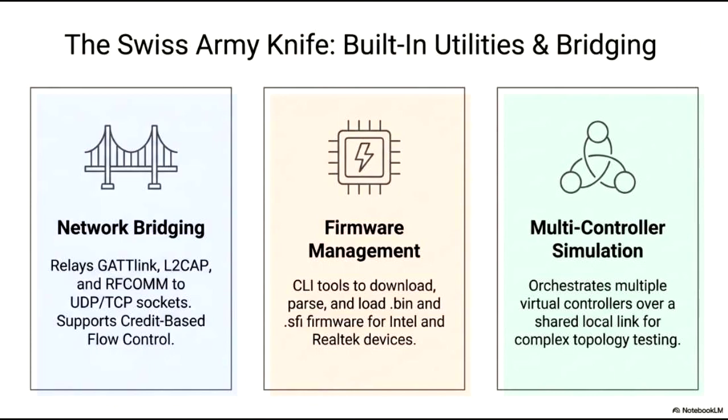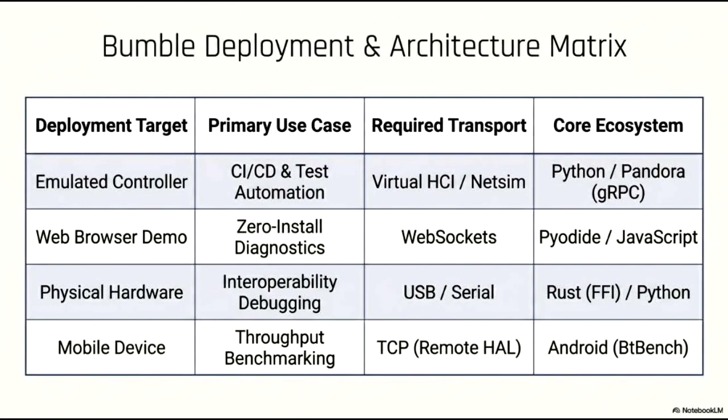The Bumble deployment and architecture matrix provides a comprehensive overview of how the system adapts across different platforms. First, the emulated controller target is primarily used for CI/CD and test automation. It utilizes virtual HCI or NetSim as the transport layer and operates within a Python and Pandora gRPC ecosystem. Second, the web browser demo target enables zero-install diagnostics. This is achieved using WebSockets for transport, with Pyodide and JavaScript forming the core ecosystem.